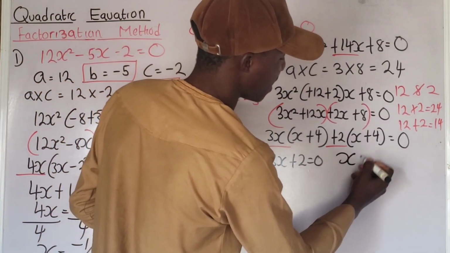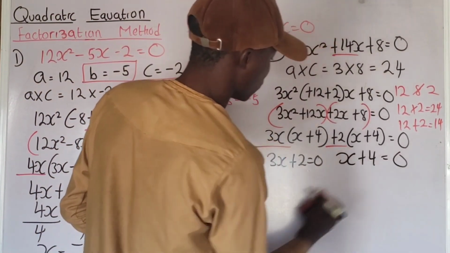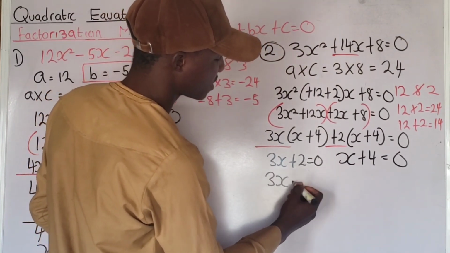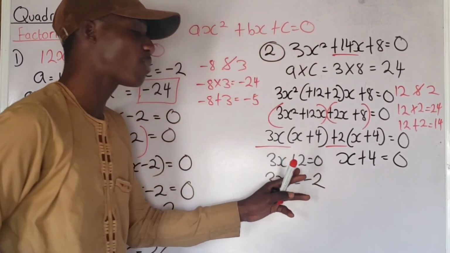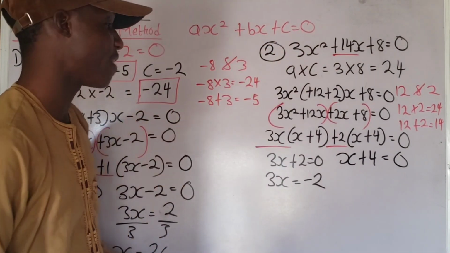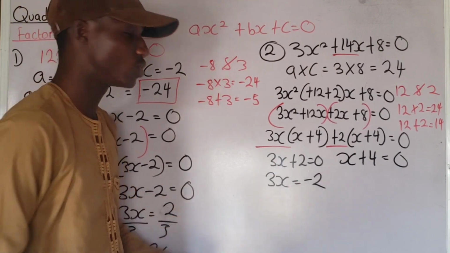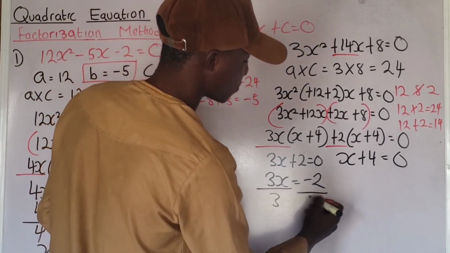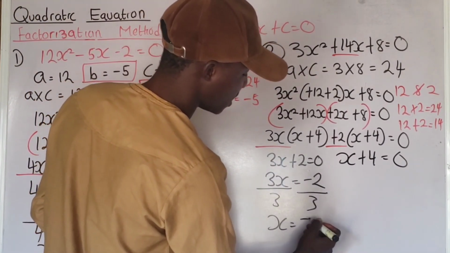Here, I'm going to have x plus 4 also equals 0. Now, here I'm going to have 3x equals negative 2, because if this positive 2 crosses the equals sign, the sign is going to change to negative 2. So divide both by 3. X equals negative 2 over 3.